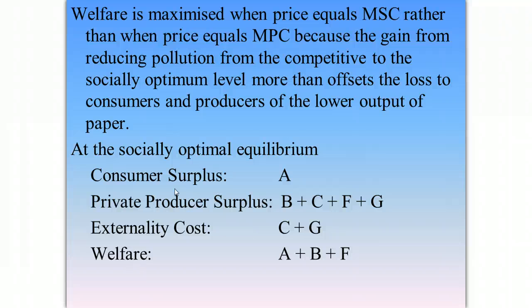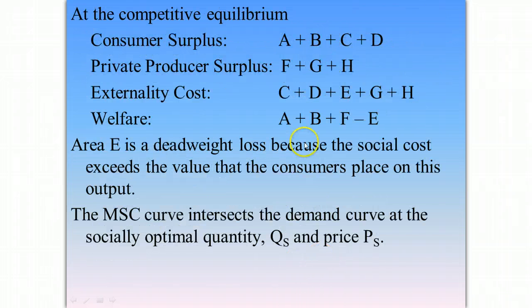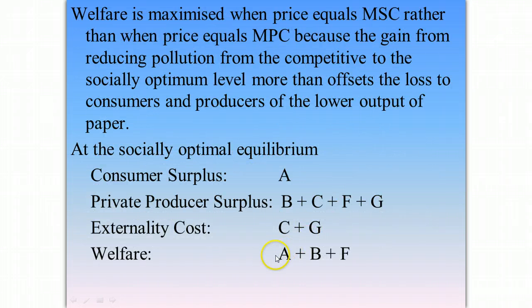So welfare is maximized when price equals marginal social cost, rather than when price equals marginal private cost. At the socially optimal equilibrium, consumer surplus is area A. They're using a lower quantity and paying a higher price. Producer surplus is B, C, F, and G. And the externality cost has been reduced to C and G. So welfare at the socially optimal level is A, B, and F. At the competitive equilibrium, it's A, B, F, minus E. At the socially optimal equilibrium, it's just A, B, and F.